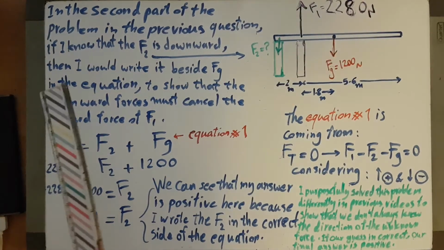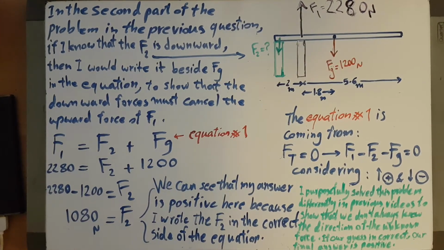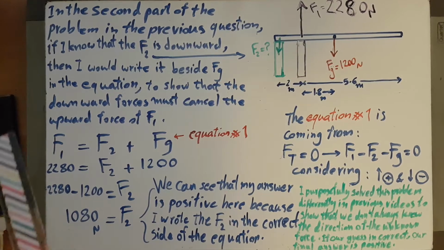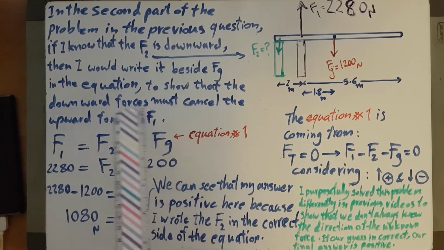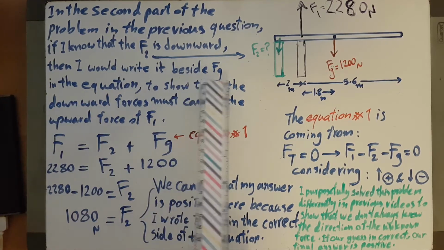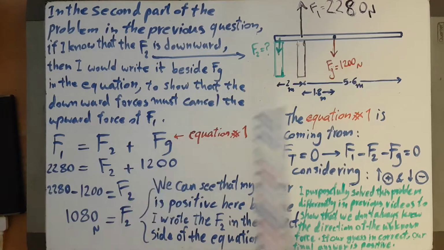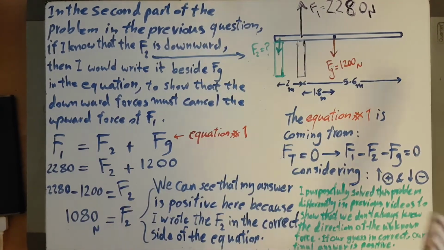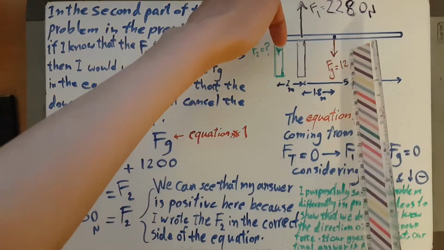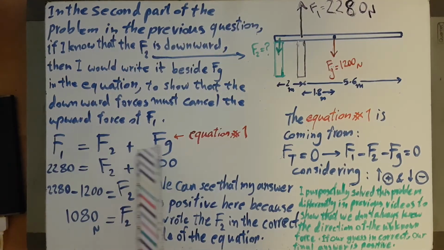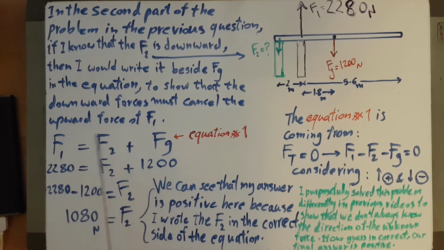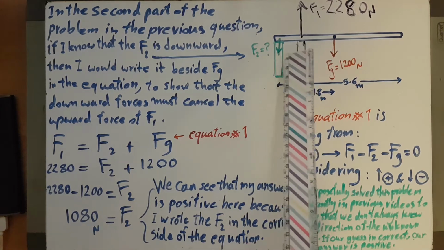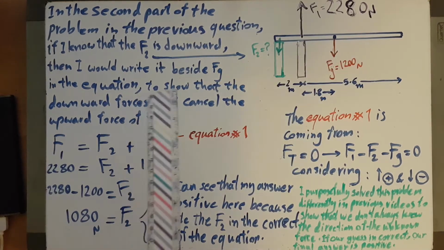In the second part of the problem, in the previous video, in the previous question, if I know that the F2 is downward, then I would write it beside Fg in the question, because while I am calculating the forces, these are both showing the same direction, so I would write them on the same side. I would write the F2 on the same side of Fg, because they're both looking down.